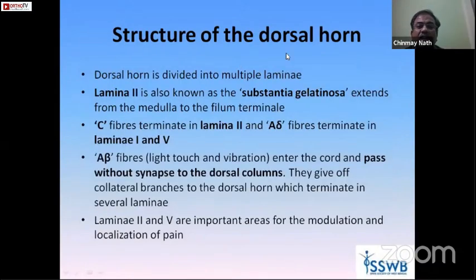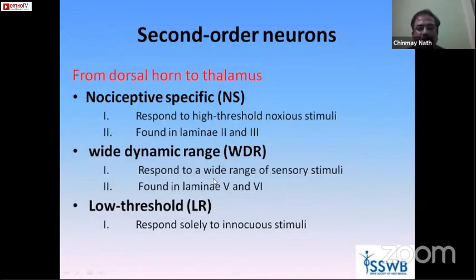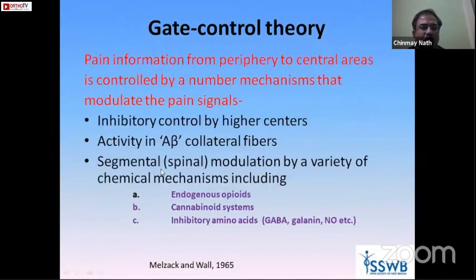The structure of the dorsal horn may be divided into laminae, which I have already told. Lamina 2 is called substantia gelatinosa, and A beta fibers also act there to modulate. There are second order neurons, which may be nociceptive specific, wide dynamic range, and low threshold. There are three types of dorsal second order neuron. It goes from the dorsal horn to the thalamus.